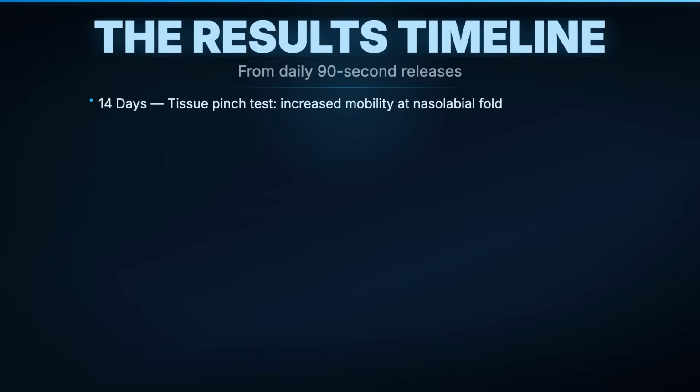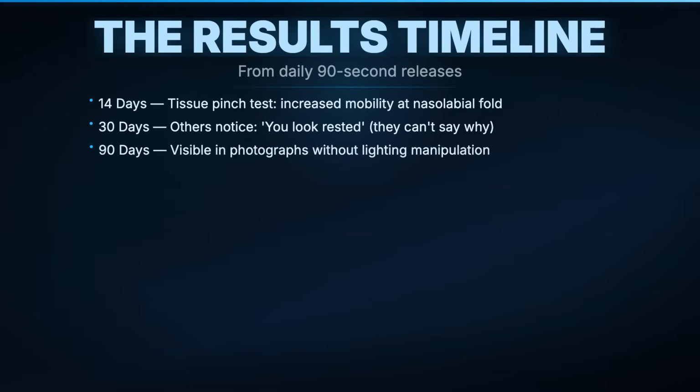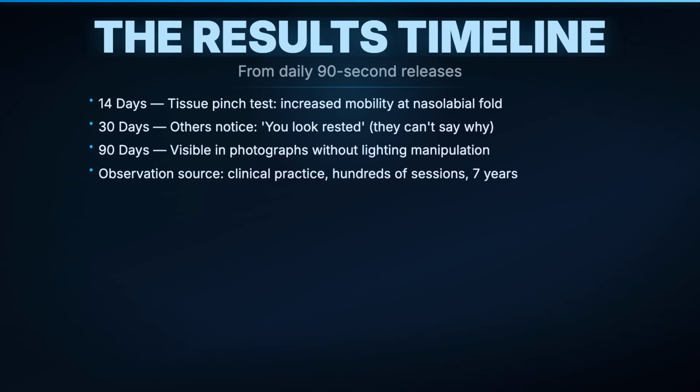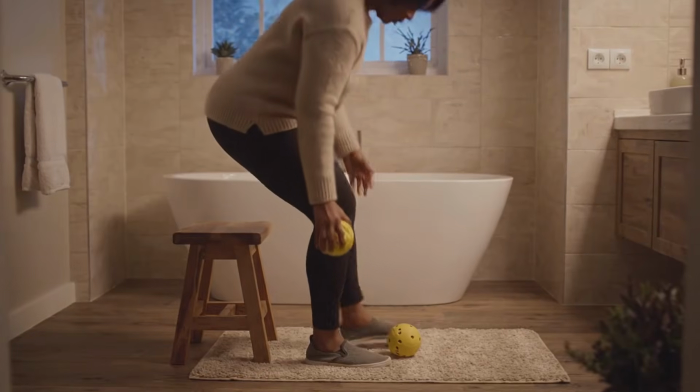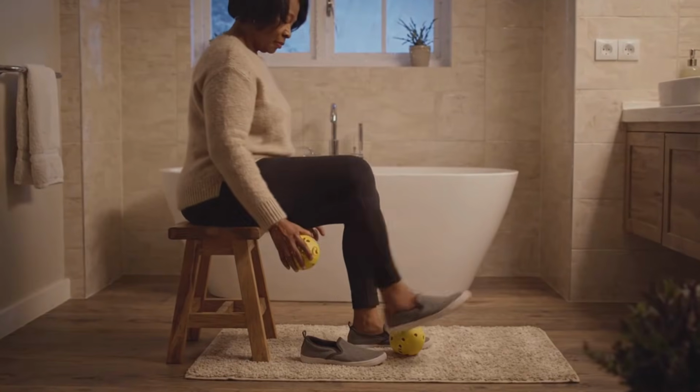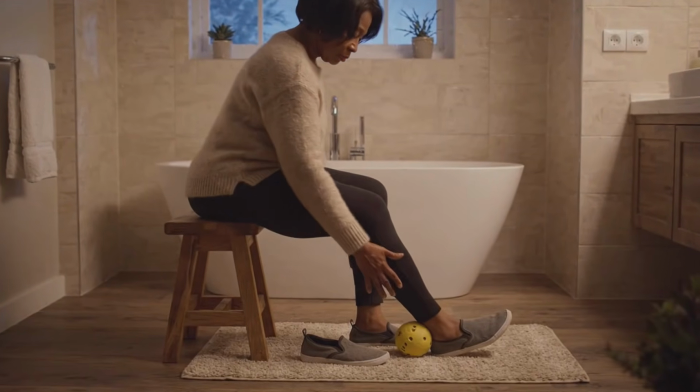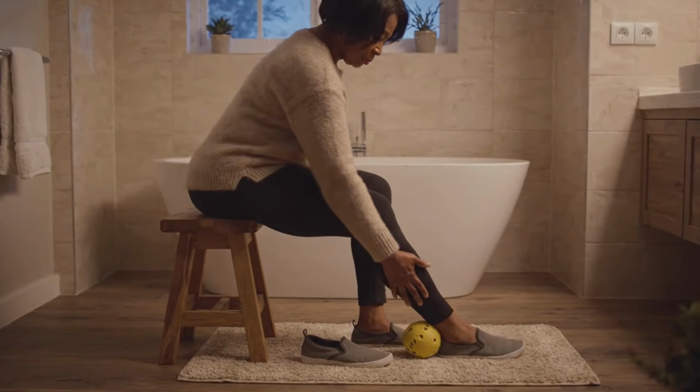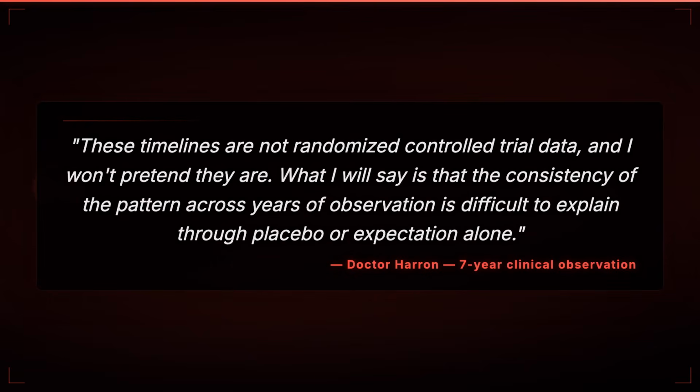Now the timeline. 14 days of daily 90-second releases produces the first measurable change. Tissue pinch test at the nasolabial fold shows increased mobility. 30 days produces the first change others notice, though they usually can't articulate what's different. They say, "You look rested," or "Did you change something?" 90 days produces the change visible in photographs.